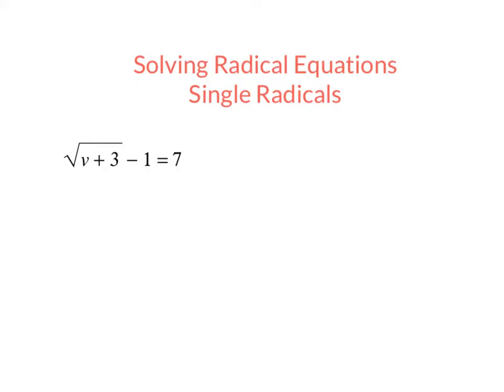So the first thing you want to do when you have a single radical equation is isolate the square root or the cube root or whatever you have. In this problem I have a square root, so I want to isolate it. Right now it's the square root of v plus 3, and I want to get the negative 1 over here. So I'm going to add 1 to both sides. That'll allow me to cancel this out. When I add 1 to 7, I end up getting 8, and that equals the square root of v plus 3.